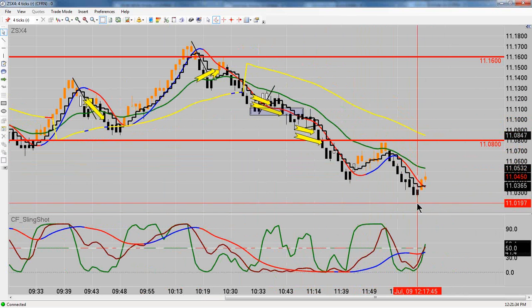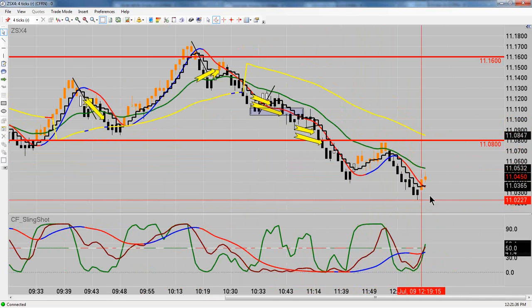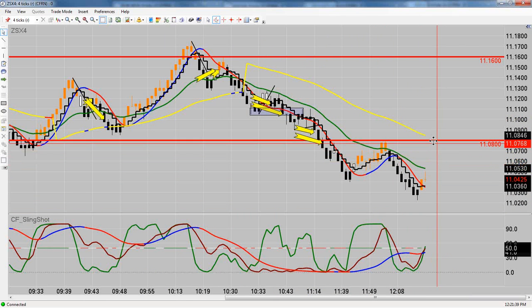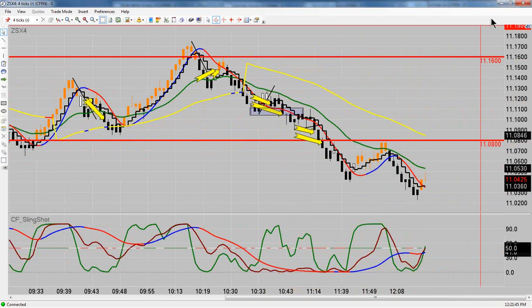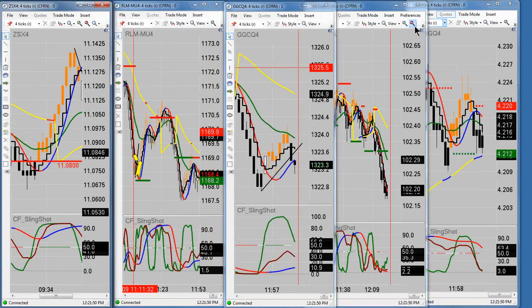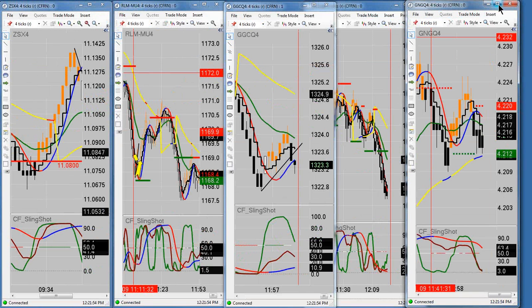This 1102 number right here is where the market wants to go right now. If we drop below 1102, it should get down to 1100 pretty easily. Okay, that's what it should do. That was it on soybeans. We ended up flat on the beans on the day. Okay, natural gas.